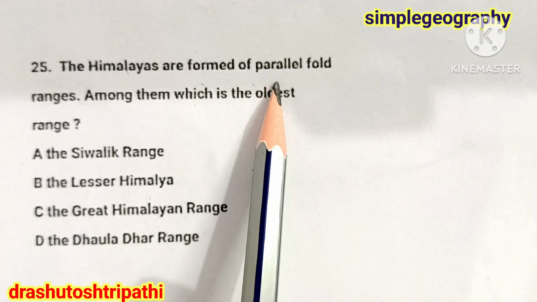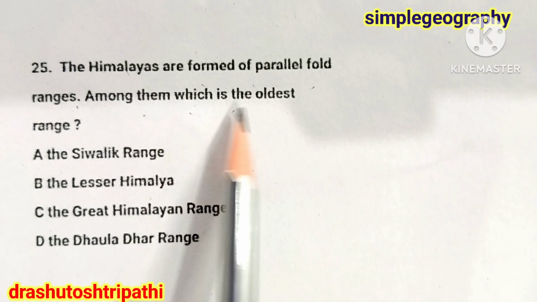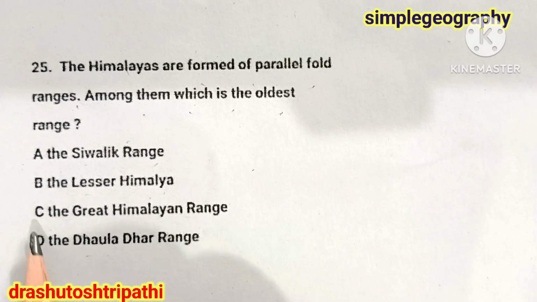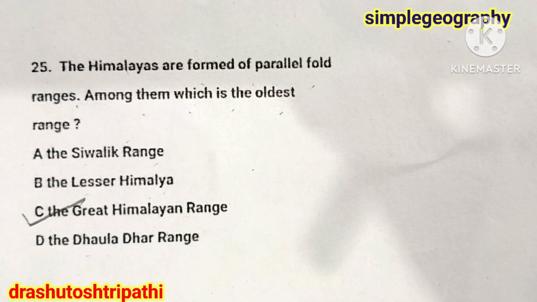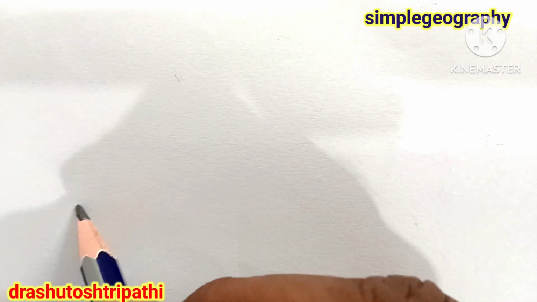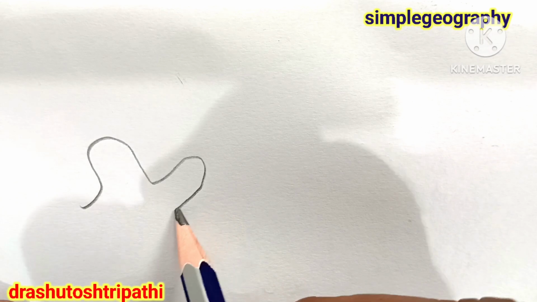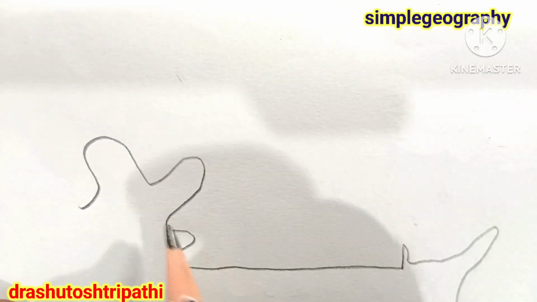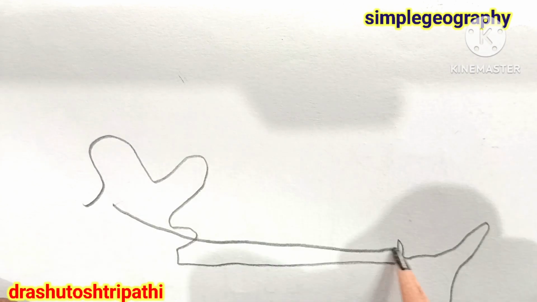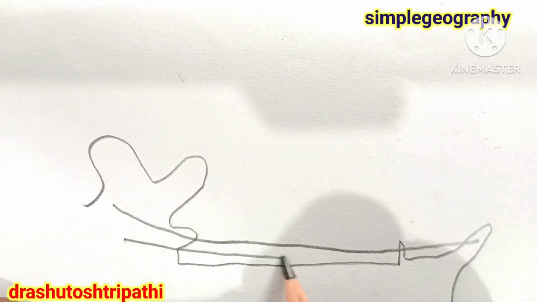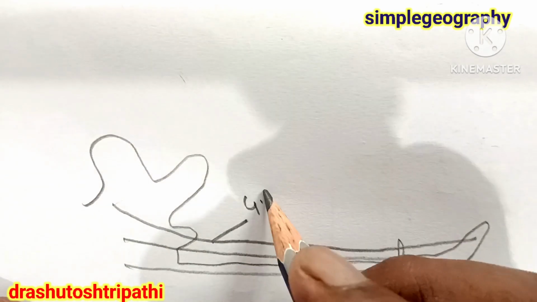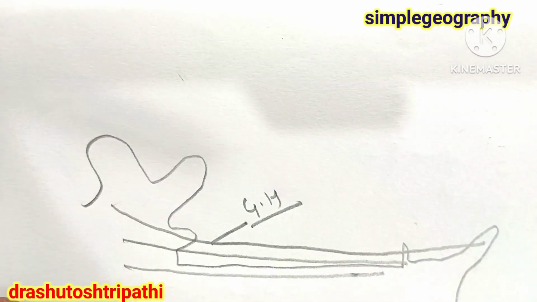Himalayas are formed of parallel fold ranges. Among them, which is the oldest? Shivalik, Lesser Himalaya, Great Himalaya Range, Dhauladhar Himalaya. The answer is Great Himalaya Range. If you just see the map of India, this is Jammu Kashmir. I will make it very short. So that is the Greater Himalaya, that is the Middle Himalaya, and that is the Shivalik. So what are the other important characteristics of the Greater Himalaya?